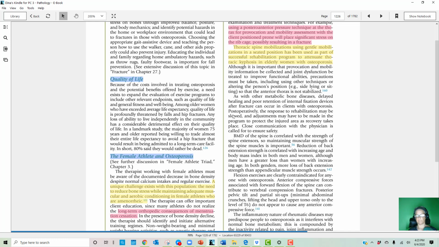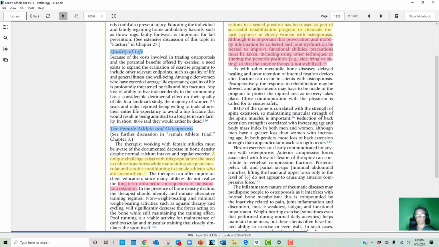As with other metabolic bone diseases, delayed healing and poor retention of internal fixation devices after fracture can occur in clients with osteoporosis. Post-operatively, the response to rehabilitation may be slowed, and adjustments may have to be made in the program to protect the injured area as recovery takes place. Close communication with the physician is called for to ensure safety.